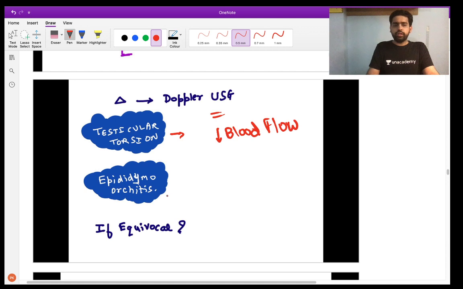Right. And what about this? In the epididymoorchitis, this is an infective or an inflammatory condition.